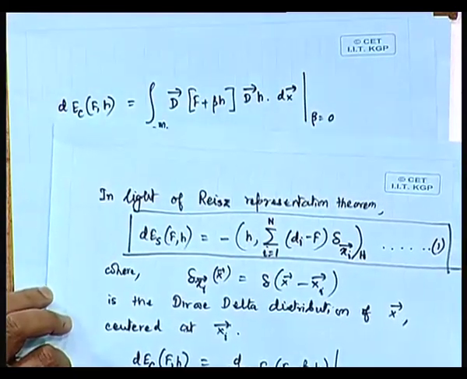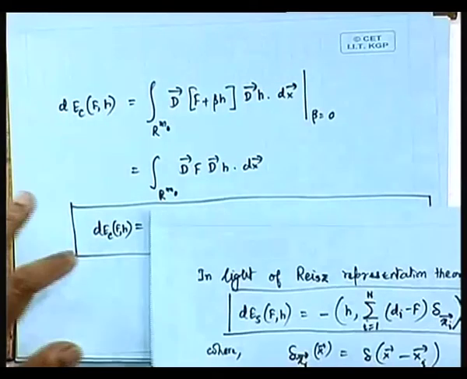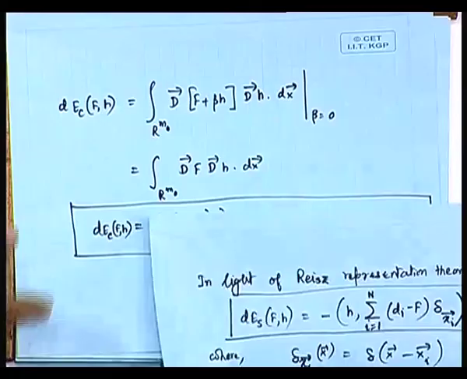Why are you saying that there will be a beta square term out there? Beta is 0, that side is 0. So ultimately we are getting this result. So dH dF, the inner product of that. That is important. So we have got dEs and dEc both representable in the inner product form.